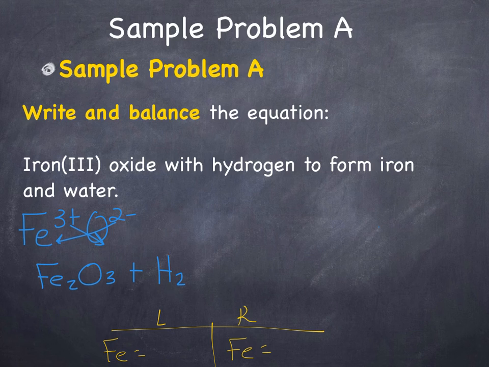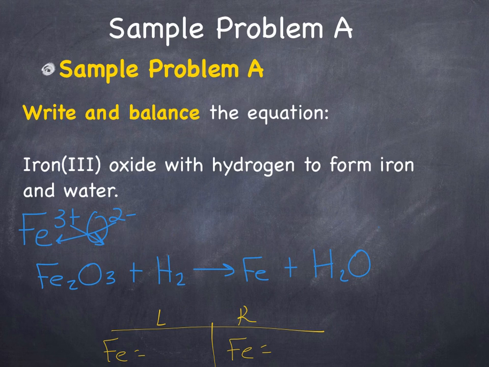So your iron oxide is going to react with hydrogen to form. If you ever see forms or yields, you're writing your arrow, indicating that now you're talking about the products. And it's going to form iron and water. We all know what water is.